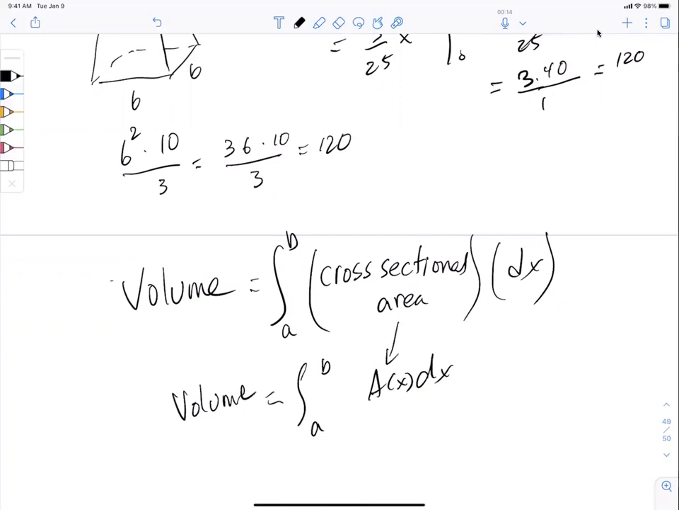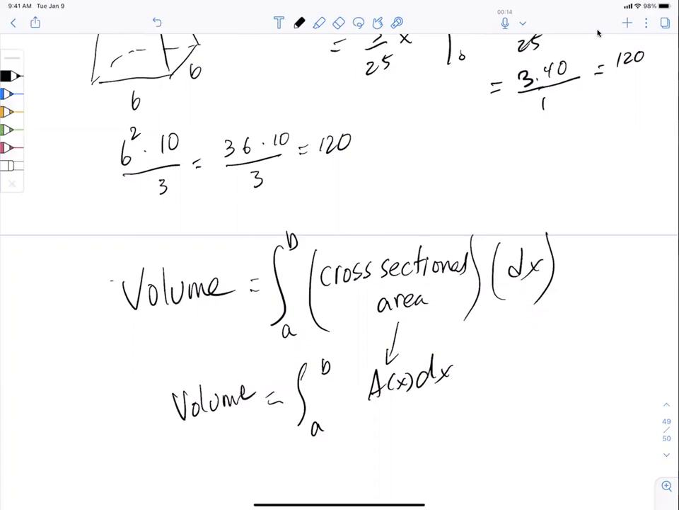Just have to work on your cross-sectional area equation. If it's a triangle, you have to figure out what the equation of the triangle would be based on where you are on the x-axis. If it's a semicircle, or for different shapes, you have to come up with the equation of the area for that shape at each point of the graph.